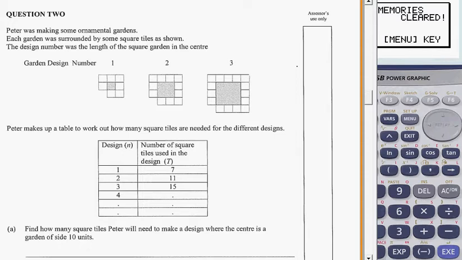Right, the end of topic test question 2. We've got a practical design. This is the number of square tiles used in the design, obviously around the outside of each garden. 7. First thing, of course, we do is look at the difference. Draw it in on your page.